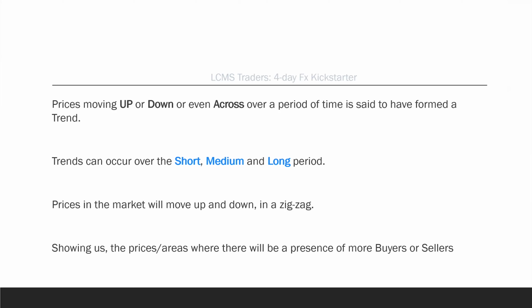The reason why we see price not moving in a straight line upwards or downwards is because at different prices, people think differently. At different prices, there might be people who will be looking to buy more or looking to sell more. So you see prices move up and down in a trending formation.